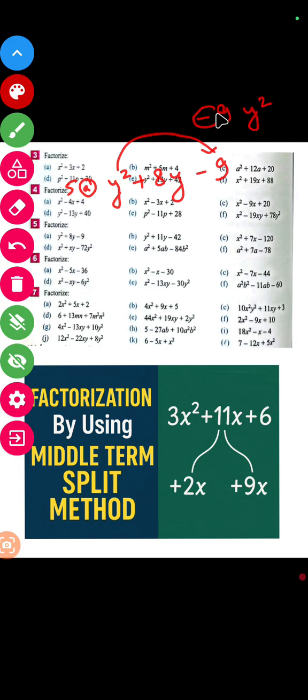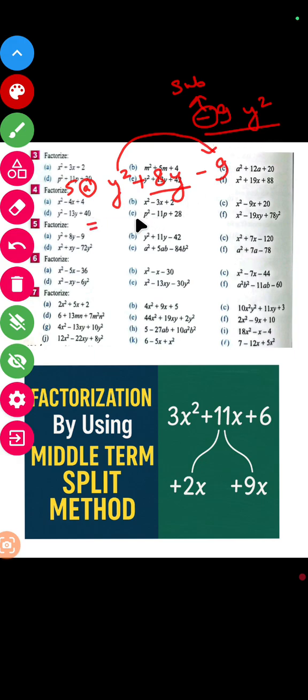Now the sign coming in front is minus. It means by subtracting we should get the middle term 8y. So what are the two numbers when we subtract? Then it should come 8y, and those two numbers, when I multiply, it should come minus 9y square.